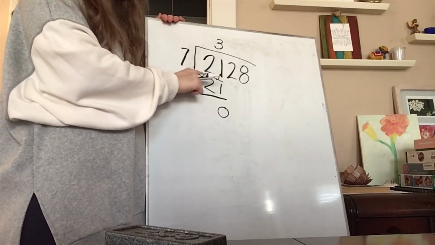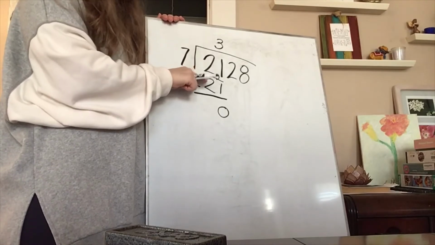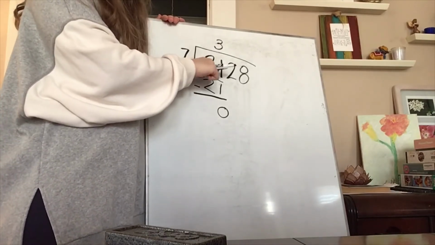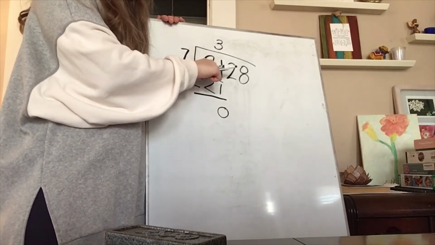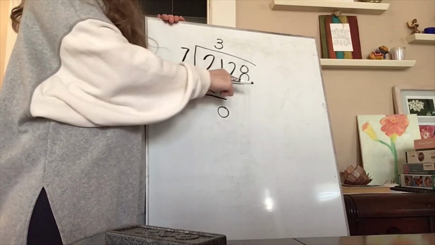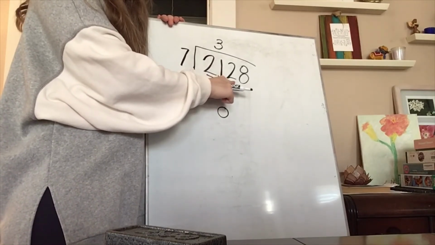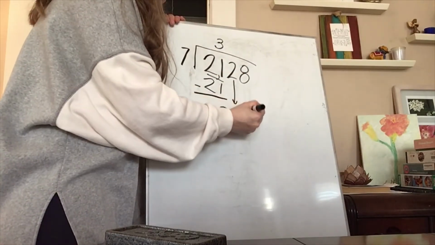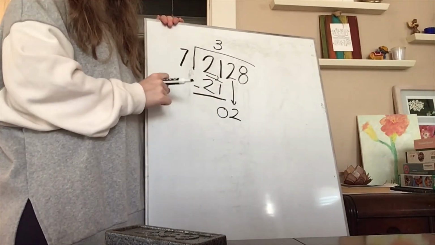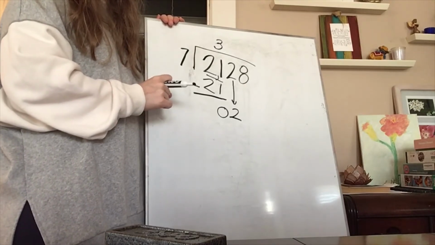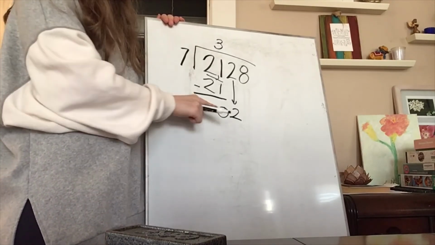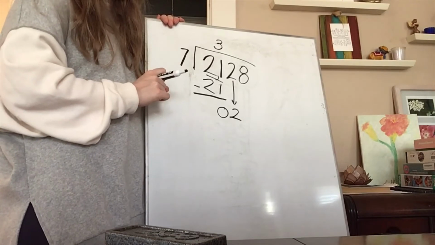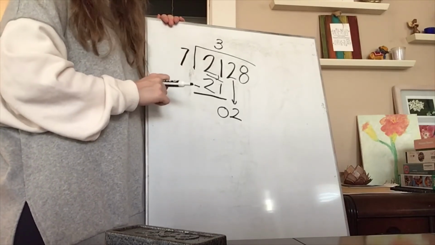Can we use this first digit? No, there's a digit underneath it. What about the second digit? No, there's a digit underneath it. What about the third digit? Yes, there's nothing underneath it. So we're going to put an arrow and bring it down. So we just created our what, Victoria? Our new dividend. And what is our new dividend? 2. What do we do next?